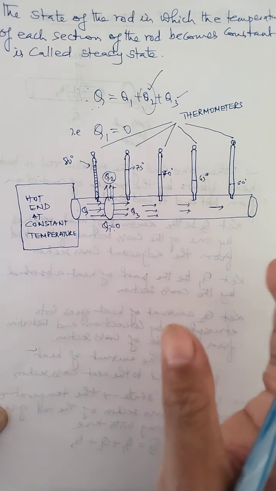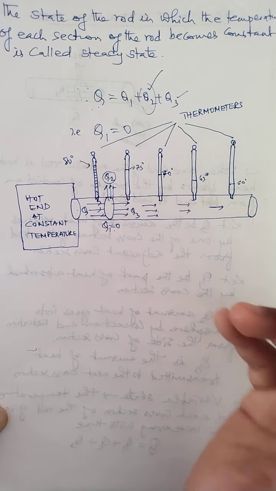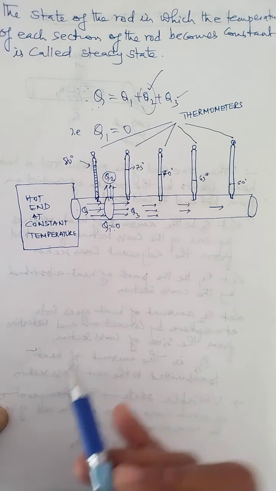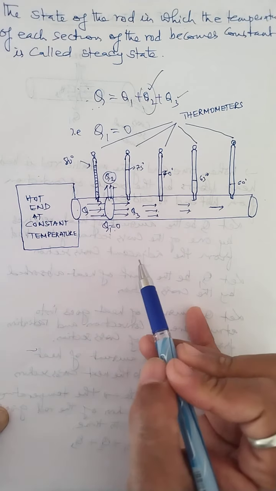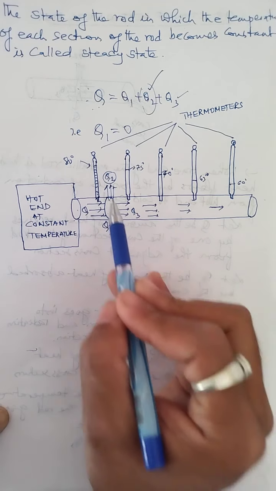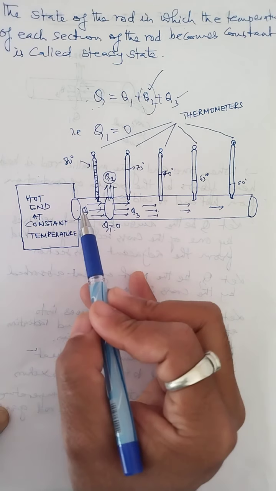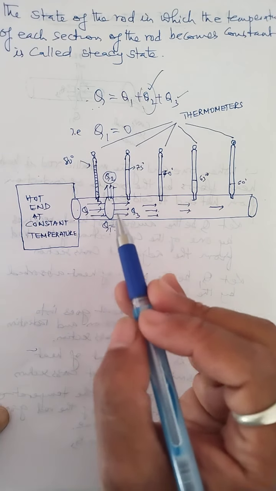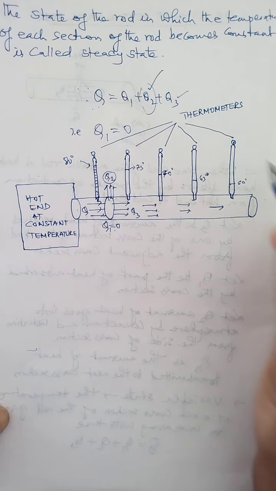And this particular state which is reached is called what state? Steady state. That's why I told you already that steady state doesn't mean that the temperature of the whole rod remains the same. In steady state, the temperatures of different parts of the rod are different. As we go from the hot end, the temperature keeps on falling, that's why the temperature keeps on falling this way, from the hot end to the cold end. But the temperature of each part, whatever it may be, remains constant. And that can be explained by this figure.